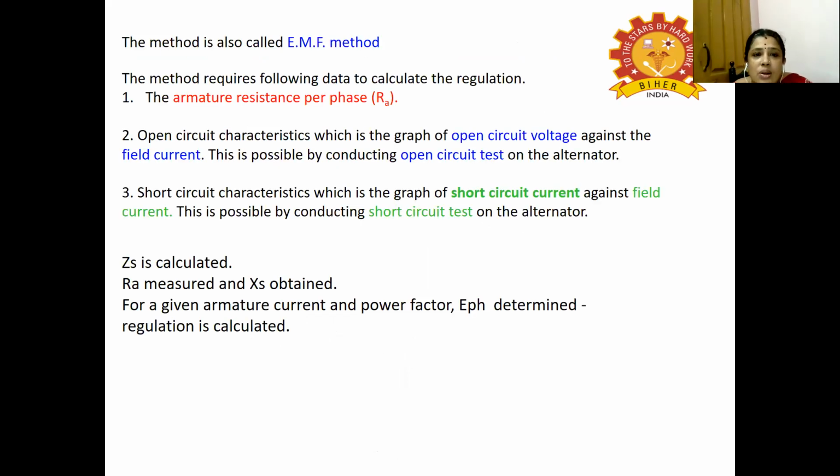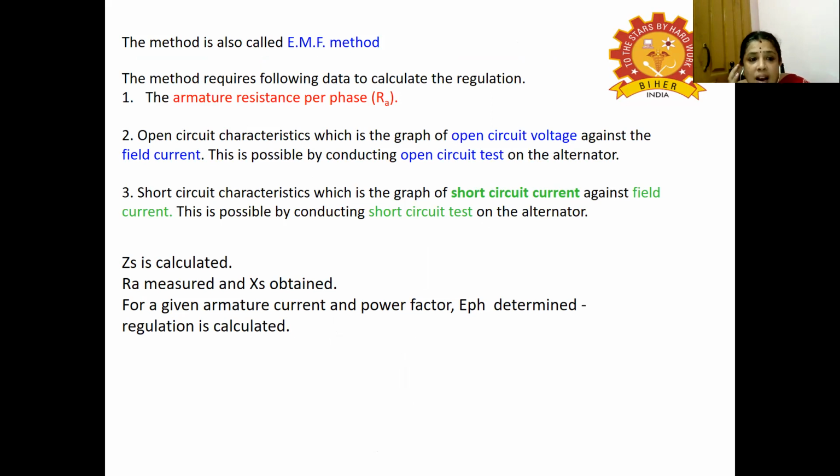This method is also called the EMF method. The method requires the following data to calculate the regulation. The armature resistance per phase. Open circuit characteristics, which is a graph of open circuit voltage against field current. This is obtained by conducting an open circuit test on the alternator. Short circuit characteristics, which is a graph of short circuit current against field current. This is obtained by conducting a short circuit test on the alternator.